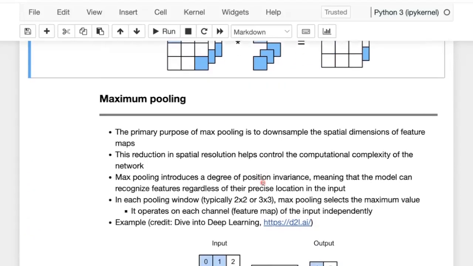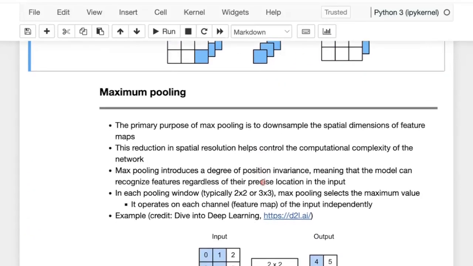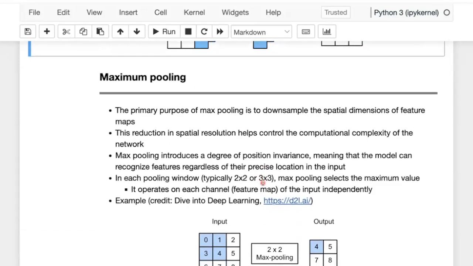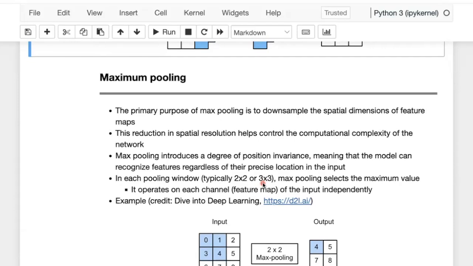So the next thing we want to talk about after convolutional layers is max pooling. That's another very important idea. The idea behind pooling is to reduce the dimension of the input, or in other words, downsample the spatial dimension. And this is very helpful because first we're going to reduce the size of data that we propagate through the network, and second it helps with the translation invariance that we just discussed.